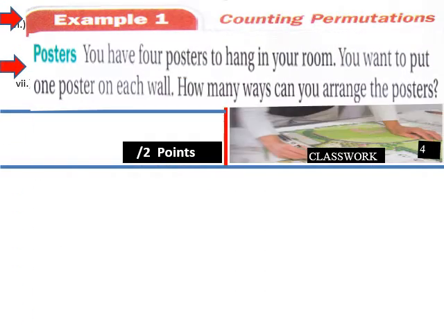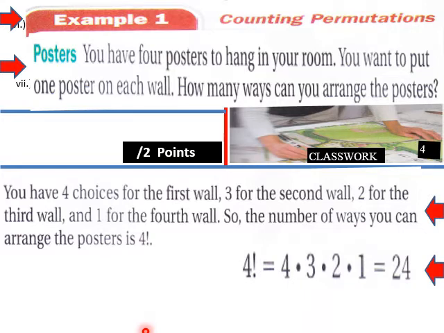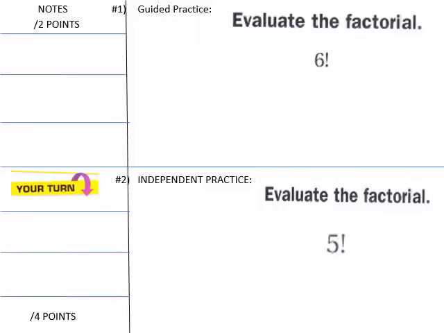First example here, counting permutations. You have 4 posters to hang in your room. You want to put 1 poster on each wall. How many ways can you arrange the posters? You have 4 choices for the first wall, 3 for the second, 2 for the third, and 1 for the fourth. So the number of ways you can arrange the posters is 4 factorial. This is the mathematical representation of it. There are 24 different possibilities, so that's how you would figure this situation.